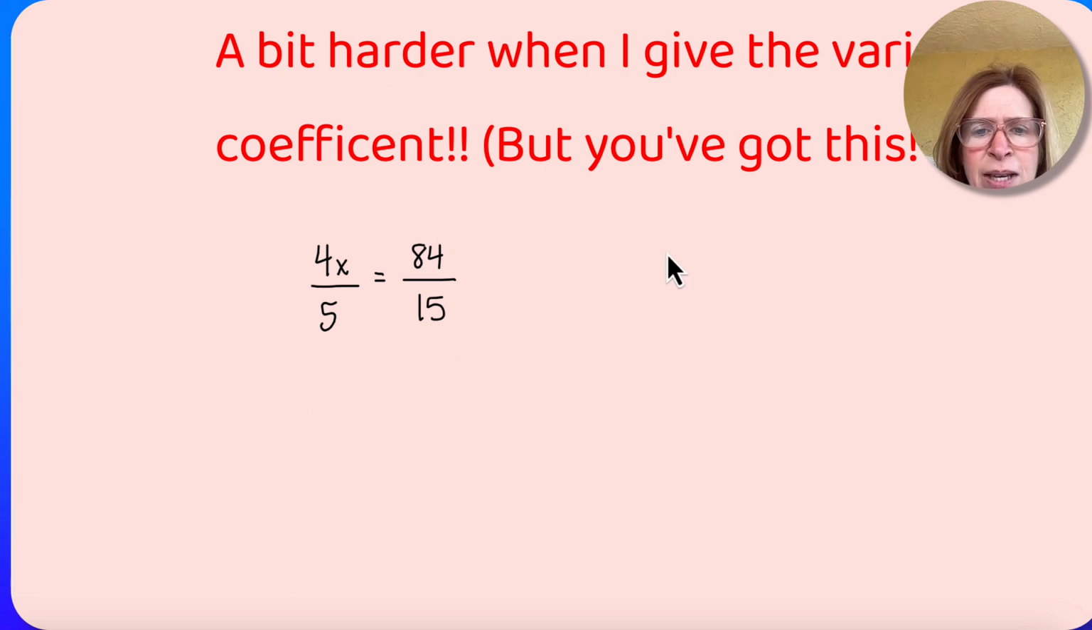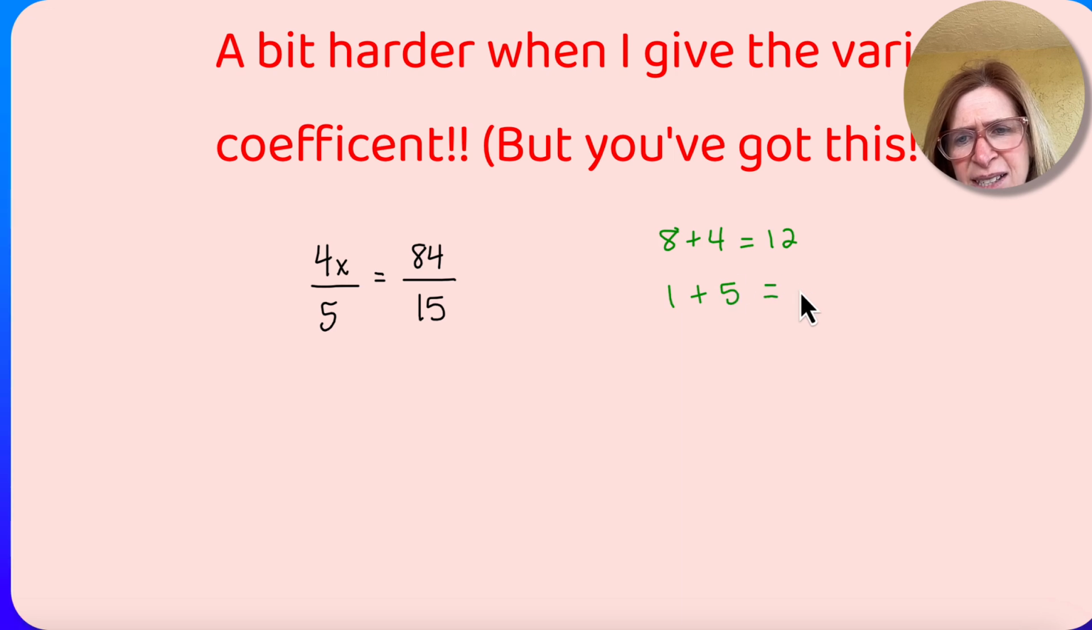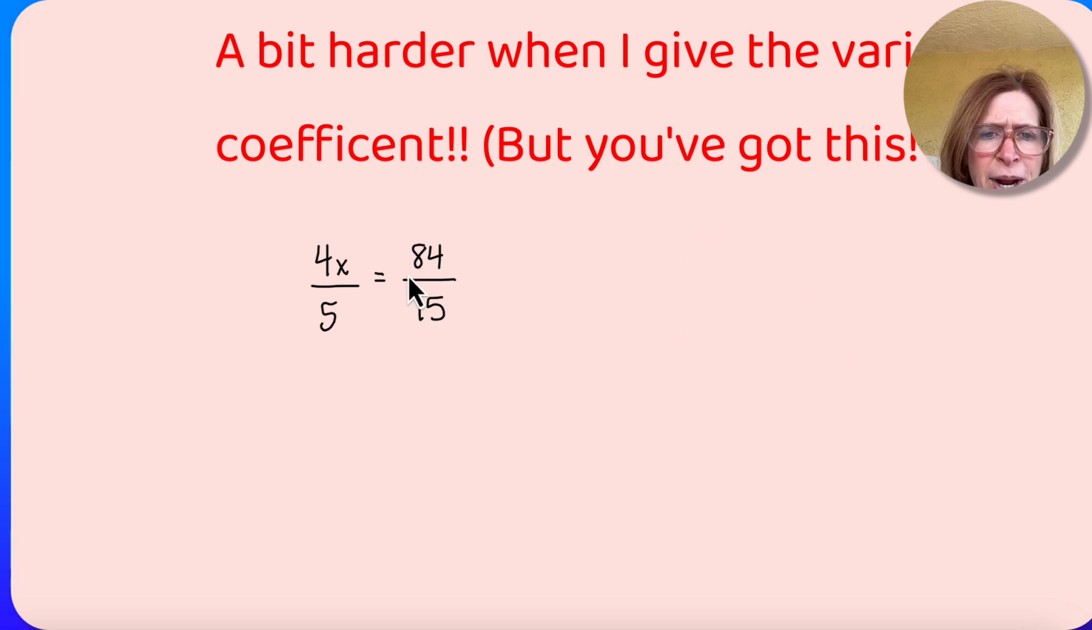So 8 plus 4 is 12, and 1 plus 5 is 6. I knew that 2 didn't go into them, so I was checking 3. Because the sum of the digits, 12, is something 3 goes into, and 6 as well, they're divisible by 3. So I'm going to divide them both by 3.